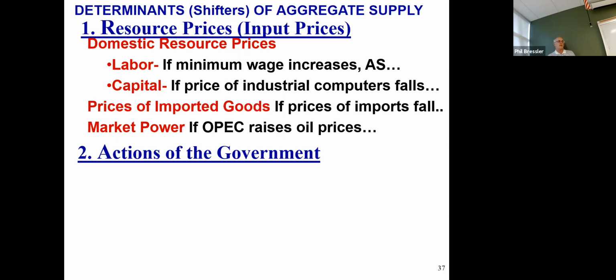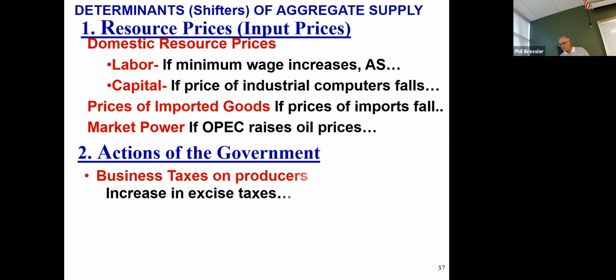All right, actions of government. This is tricky. Why isn't it government spending? This is taxes and subsidies on businesses. An increase in business tax is going to shift supply left. Because businesses now have less money, it's also going to shift aggregate demand left, because businesses have less money to invest. So taxes on businesses can be a double shifter.